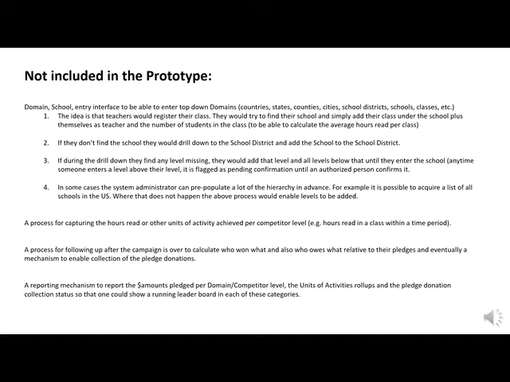Finally, also missing is a reporting mechanism to report the dollar amounts pledged per domain or competitor level, the units of activity roll-ups, and the pledge donation collection status, so that one could at any time get a report or have a running status of a form of leaderboard in each of these categories.